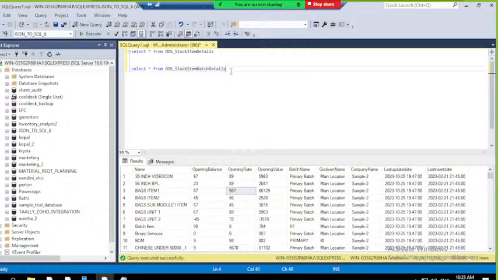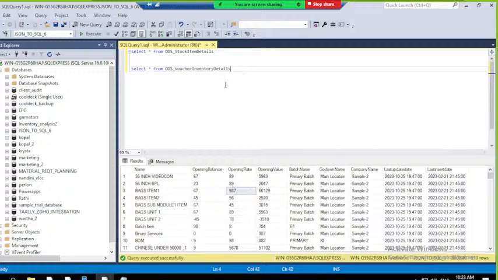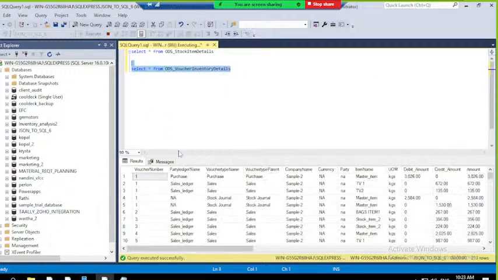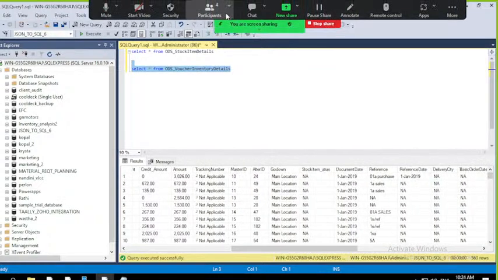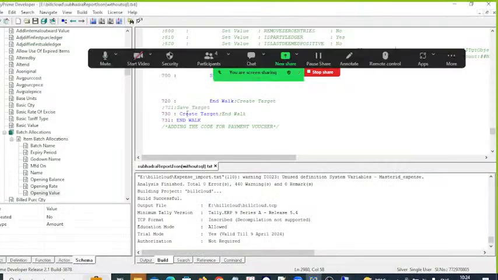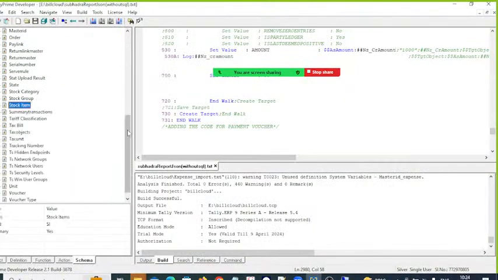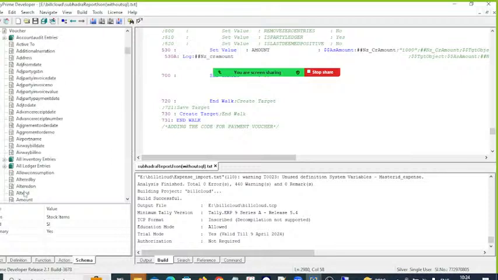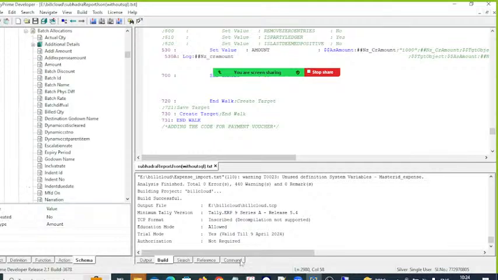Right. Now there are two movements which are captured here. This ODS underscore voucher inventory details gives you the details without the batch, which is actually only up to this level. Clear? And then the batch level details is here.